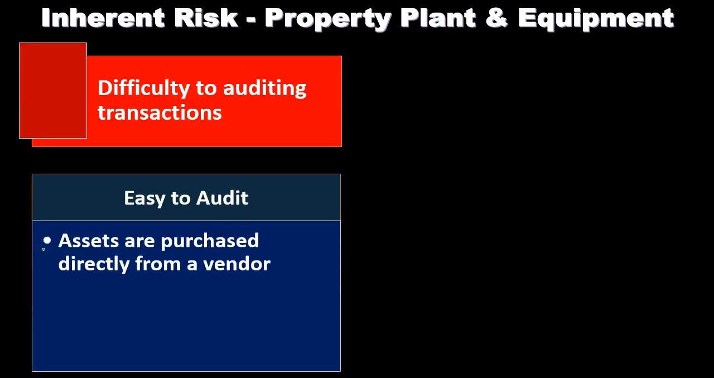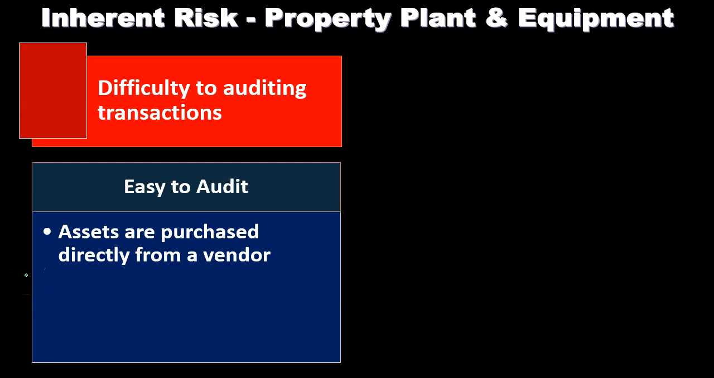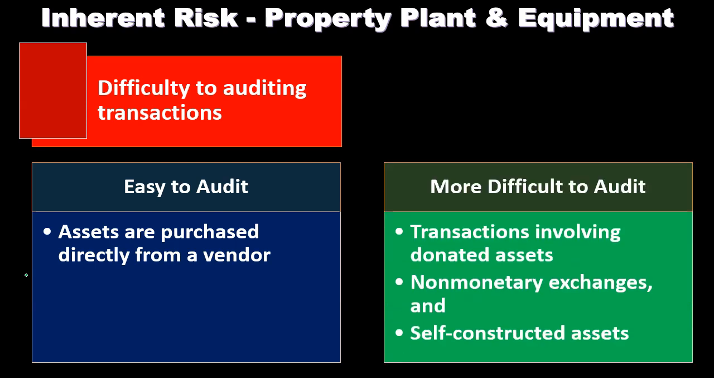Difficulty to audit the transactions. So the easy type of transaction to audit is an asset purchased directly from the vendor. Again, if they said, hey, I need a forklift, they went to the vendor, they bought the forklift. If they bought a big piece of equipment, they went to basically Home Depot and bought the equipment, then it's a pretty straightforward type of transaction. Again, it might be material, something we want to consider, but not too difficult.